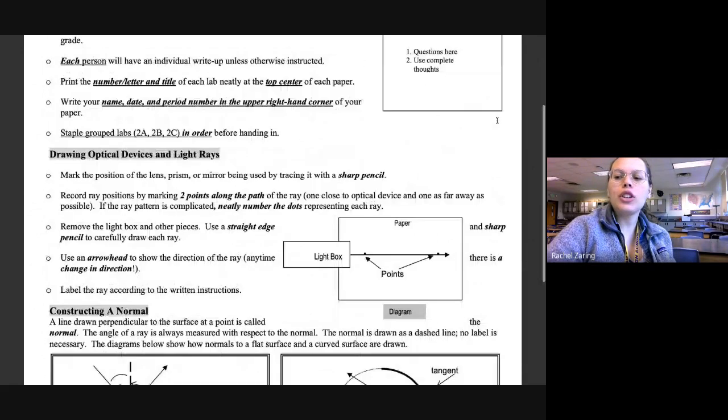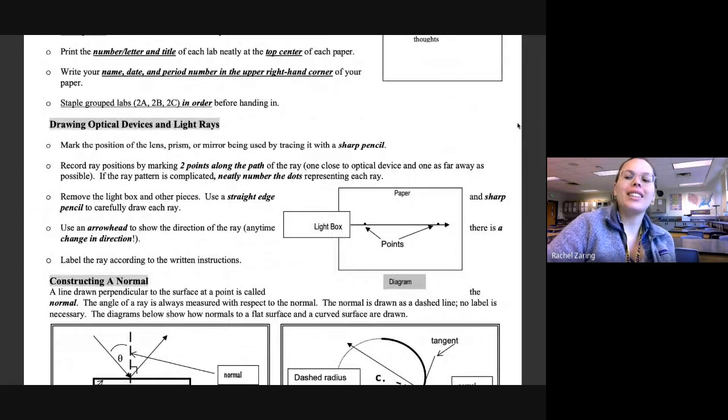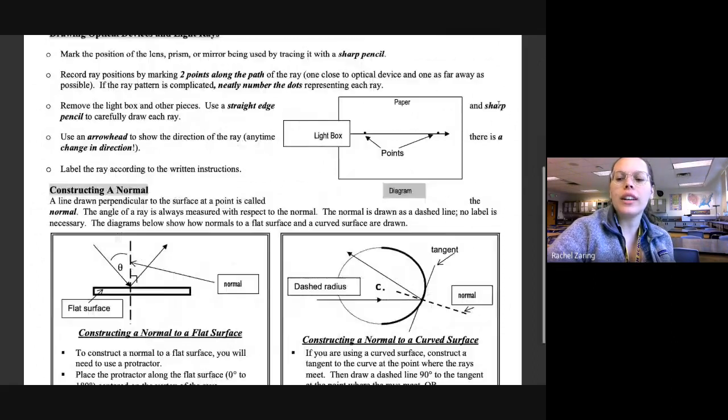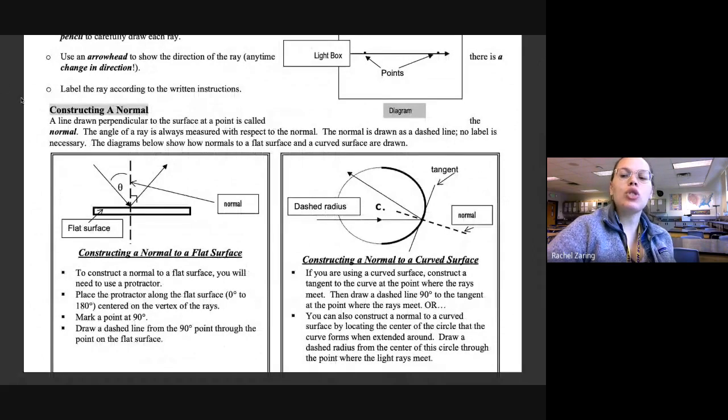So just a couple reminders as we're moving through of drawing optical devices and light rays. We'll move through this section and how to do it as we get a little bit closer to actually using the light boxes. For today, what's really important to note from this section is that light rays, the arrowheads that you draw, indicate the direction in which the light ray is moving. And then also, again, using a straight edge and a sharp pencil is going to be key in making your best optical devices drawings.